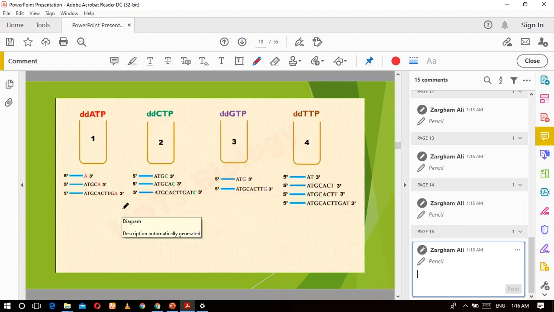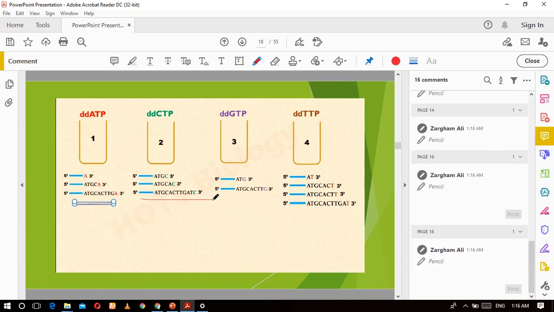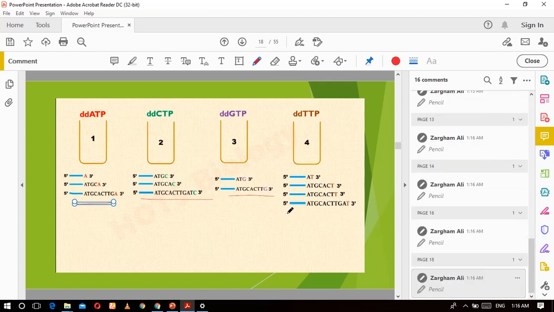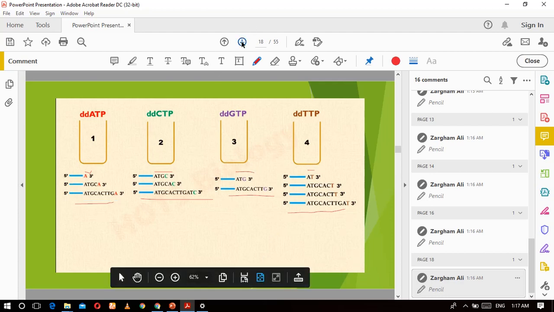Okay. Once the sequence is complete, fragments of different sizes and lengths are produced. As you can see here, this one has a size of 1. It contains 4 nucleotides. This contains 3, and this contains 2, with different sizes and variation.